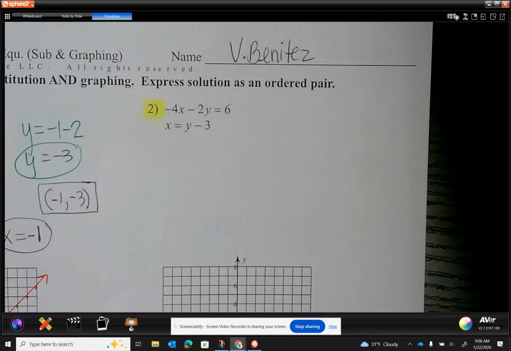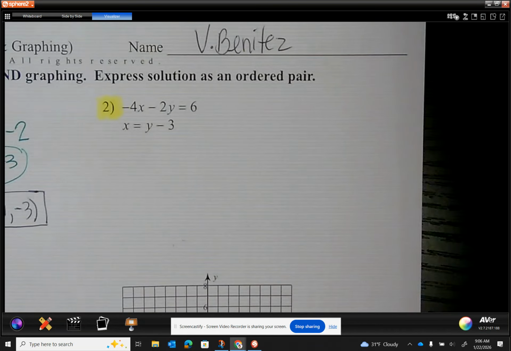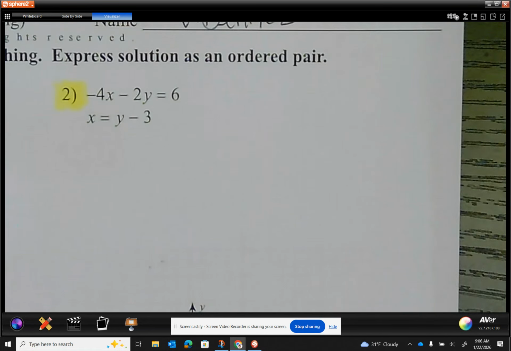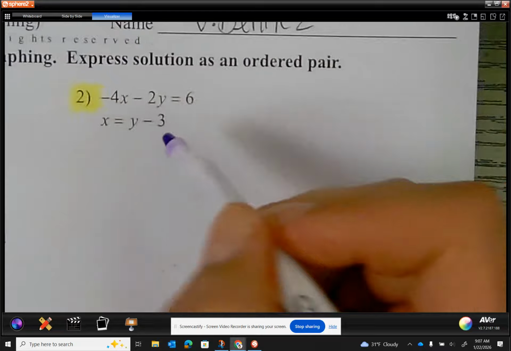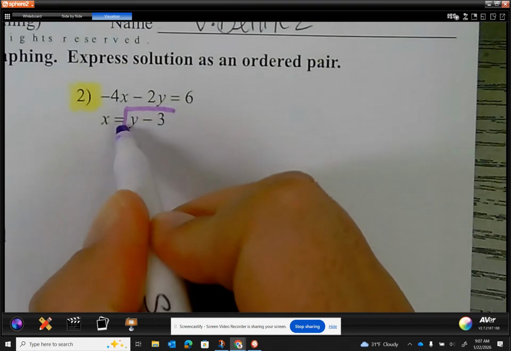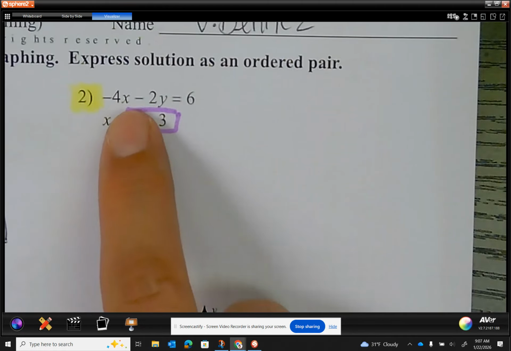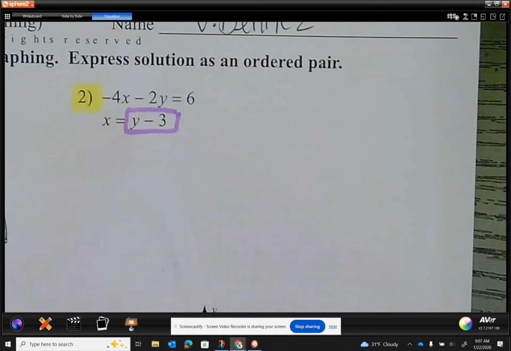If I'm going to solve this system of equations by substitution, I'm first looking for, is there one of the equations, or it might be both, that already has a variable isolated? If so, which one? On the first or the second? The second. So I'm going to take this expression, y minus 3, which is equal to x. And where will I substitute it in? Right here for x or right here for y?